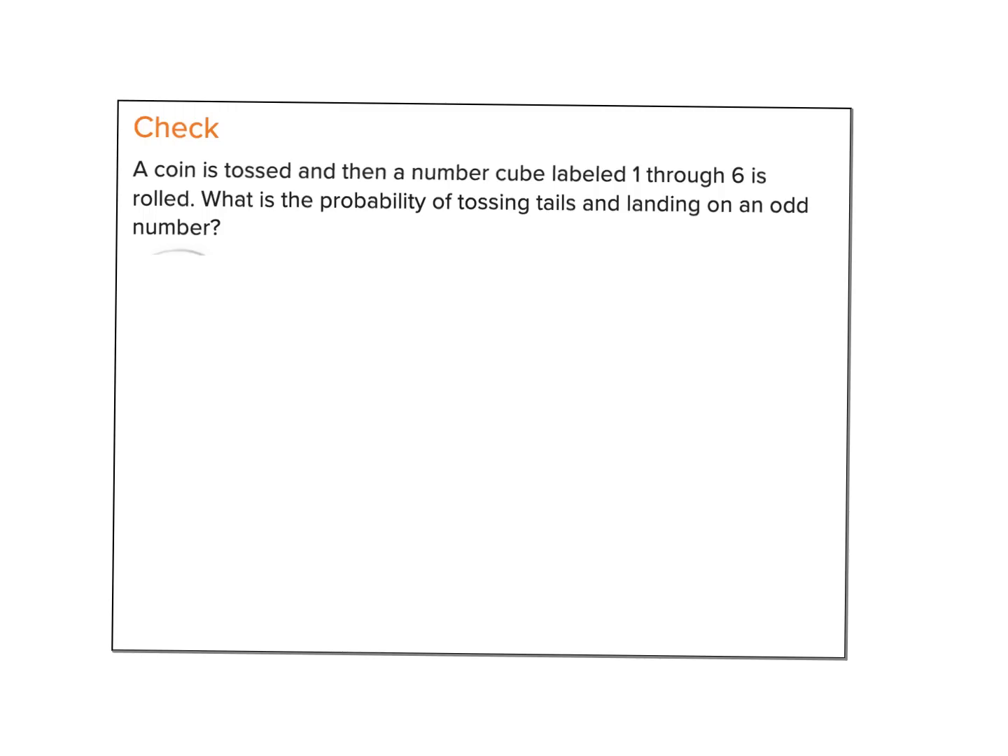So let's try the check on page 552. This time I'm going to toss a coin and then I'm going to roll a dice. I want the probability of tossing tails and landing on an odd number. So why don't you guys pause the video and try this, and then I'll go through it.